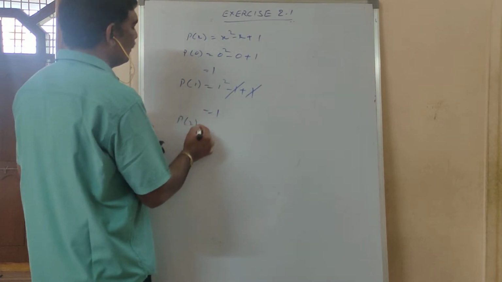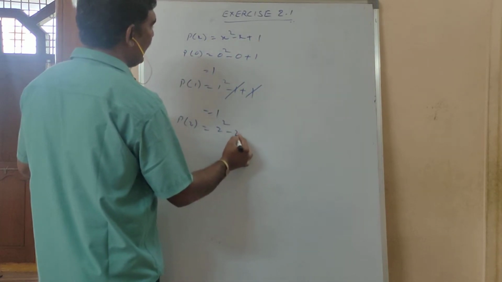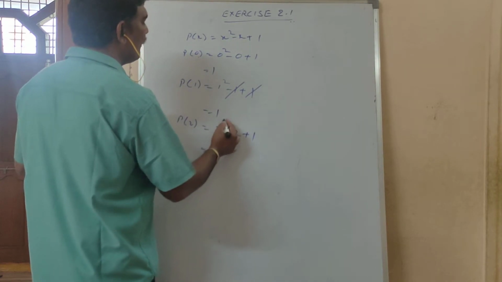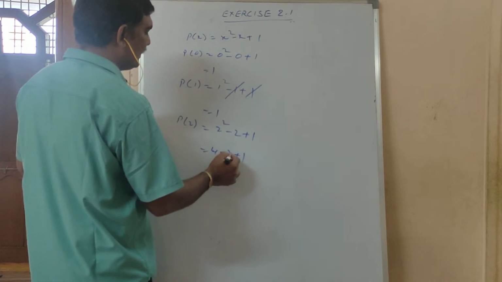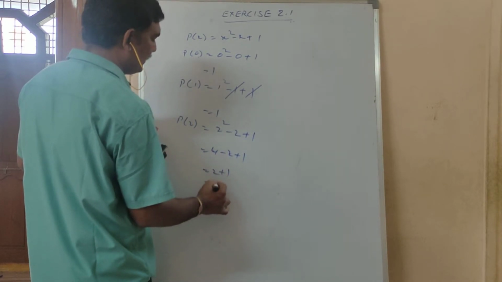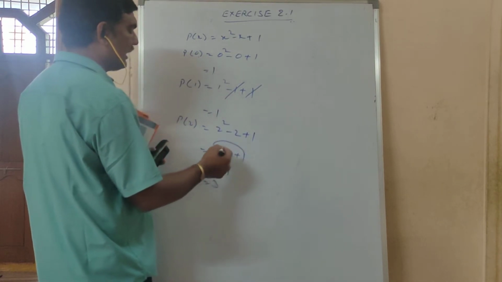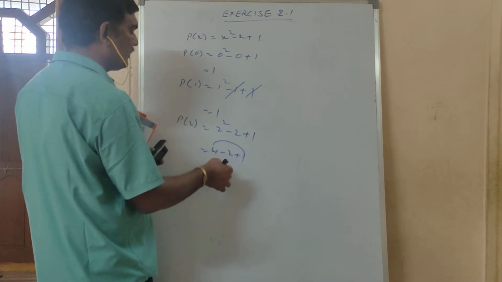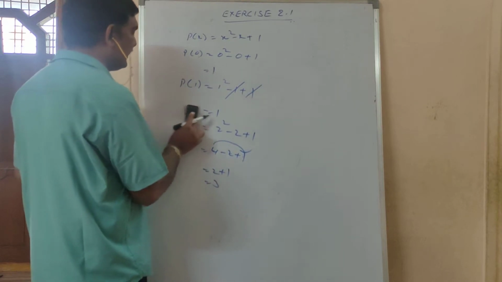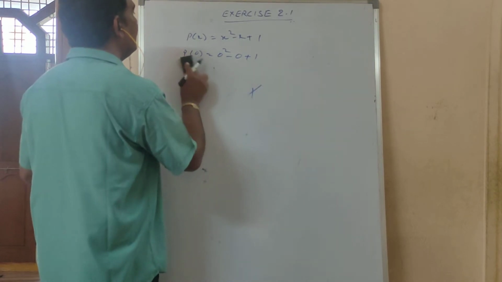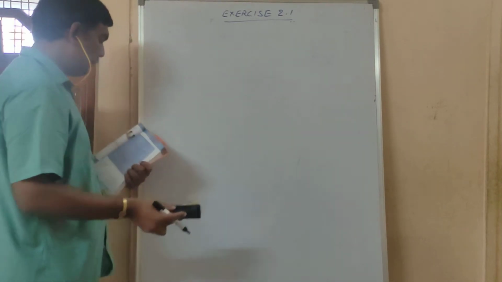Next P of 2. Wherever x is there you have to write 2. 2 square minus 2 plus 1. 2 square, 2 into 2, 4 minus 2 plus 1. 4 minus 2 is 2 plus 1. 2 plus 1 is 3. Otherwise 4 and 1 are positive. Like symbols you can add it. 4 plus 1 is 5. 5 minus 2 is 3. So any method is correct. So like this what you have to do? You should find for every problem P of 0, P of 1 and P of 2.